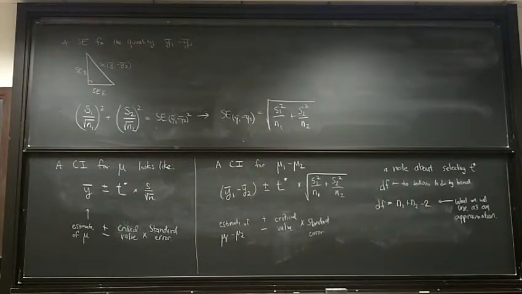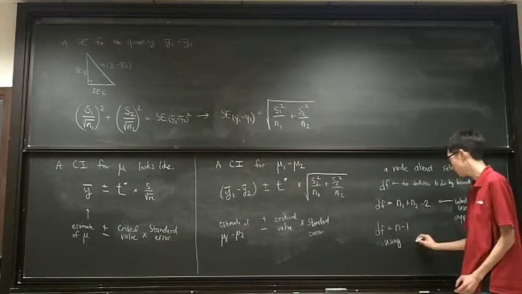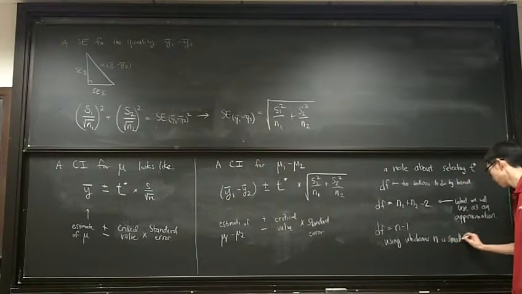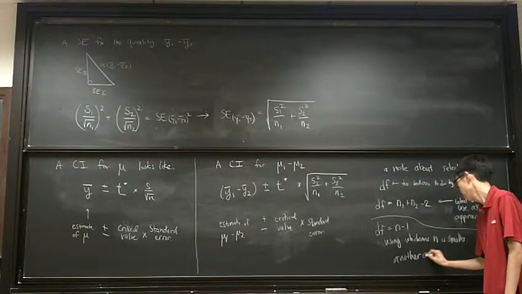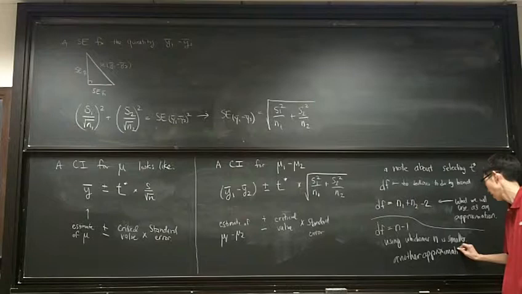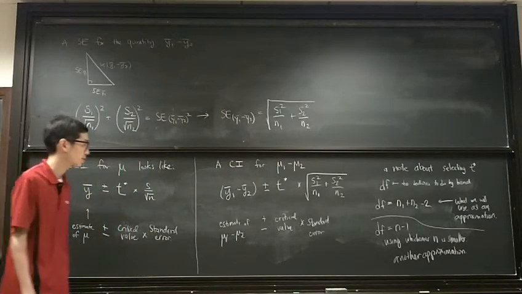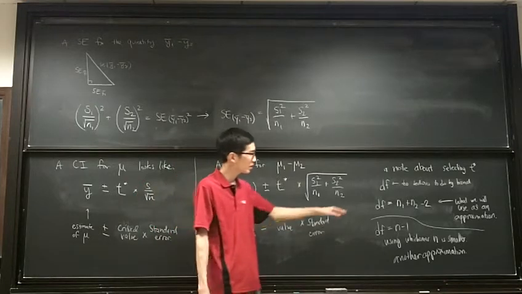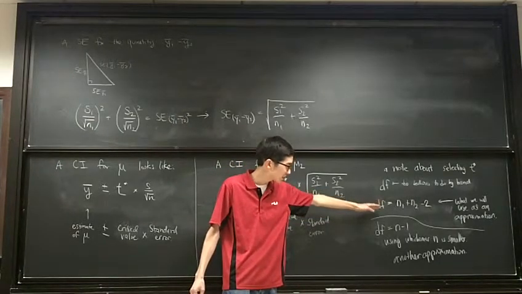But if you take another stats class, they might tell you something else. They might say use df equal to n minus 1, using whichever n is smaller. This is another method. The true number of degrees of freedom is usually somewhere in between. If n1 and n2 are similar in size and have similar standard deviations, it will be closer to this one. If they're drastically different, then it'll be closer to that one.